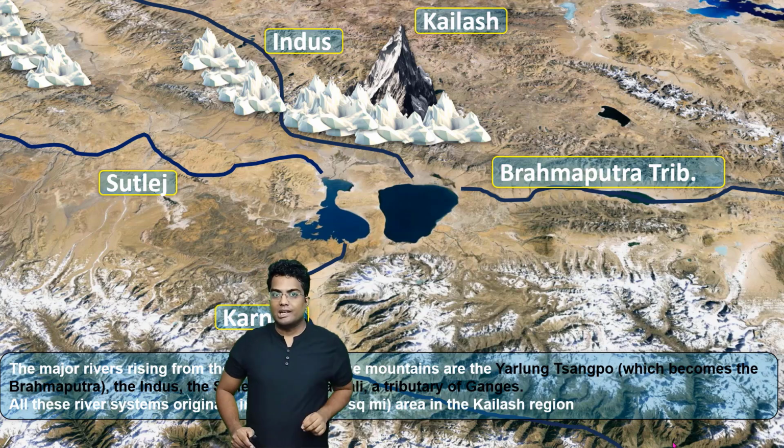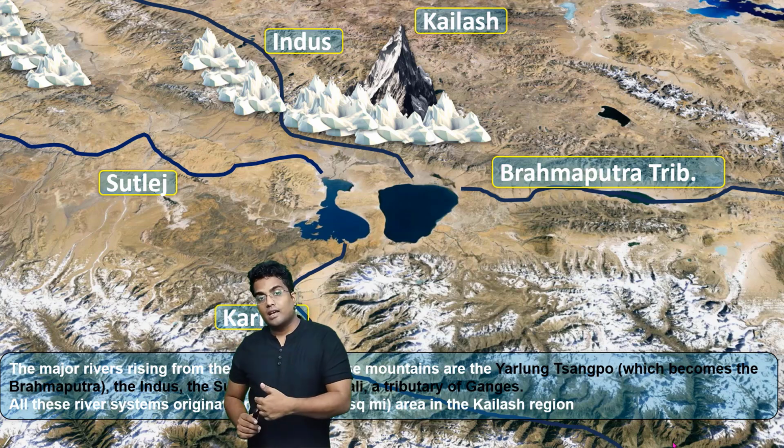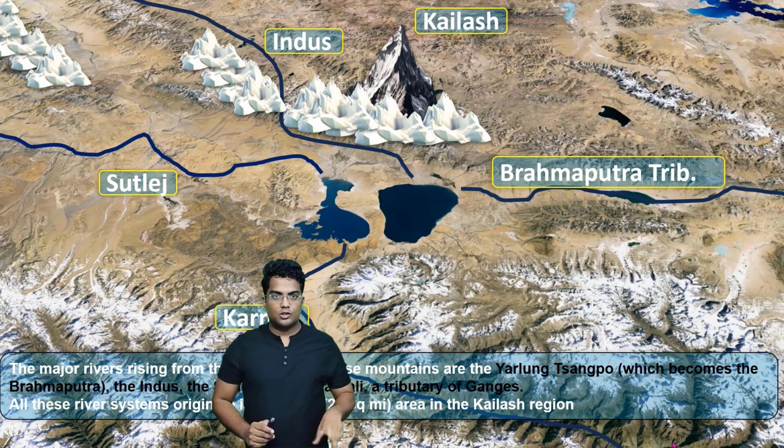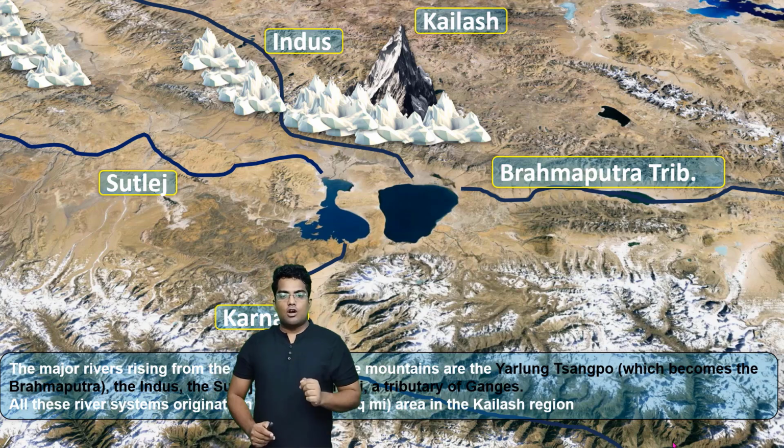Furthermore, there are two important lakes in this region. One is the Mansarovar Lake. Pretty much every Indian knows about the Mansarovar Lake. And the second one is the Rakshastal Lake. Two important lakes. We will discuss them later. Okay, so moving on.